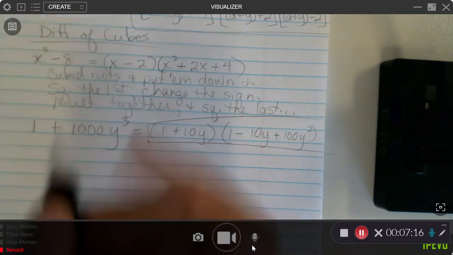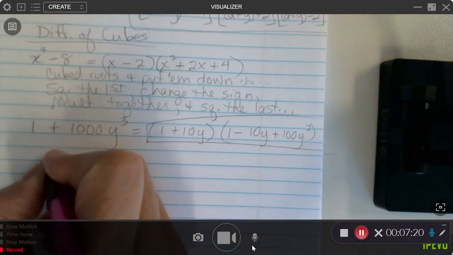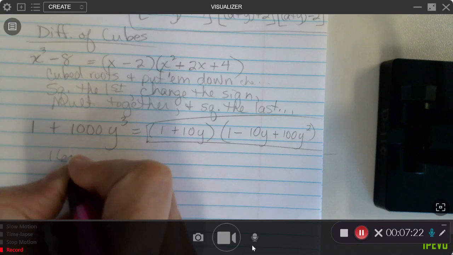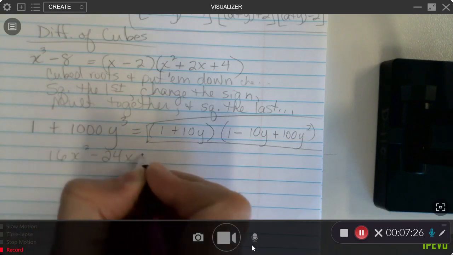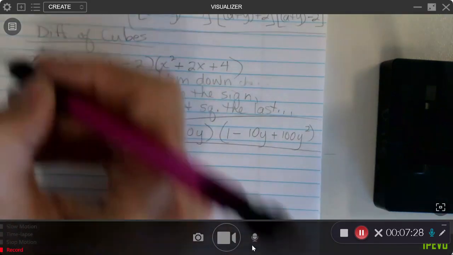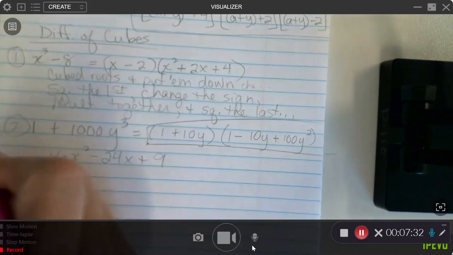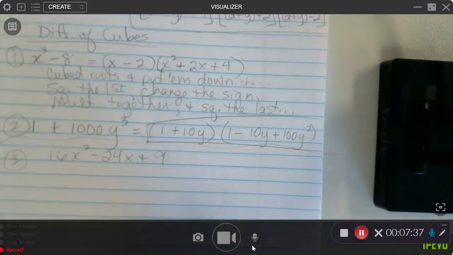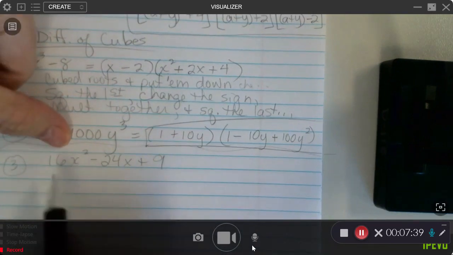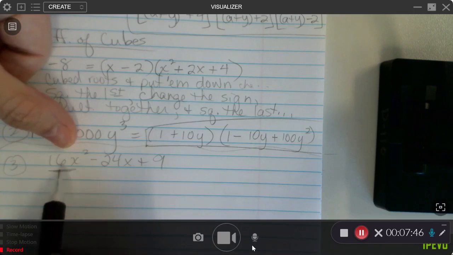Just recognizing some other special ones, like if I had 16x squared minus 24x plus 9. This one's not really the difference of two squares. This is just another special case. But if you recognize the first one as a perfect square, is it? It's like 4x quantity squared.